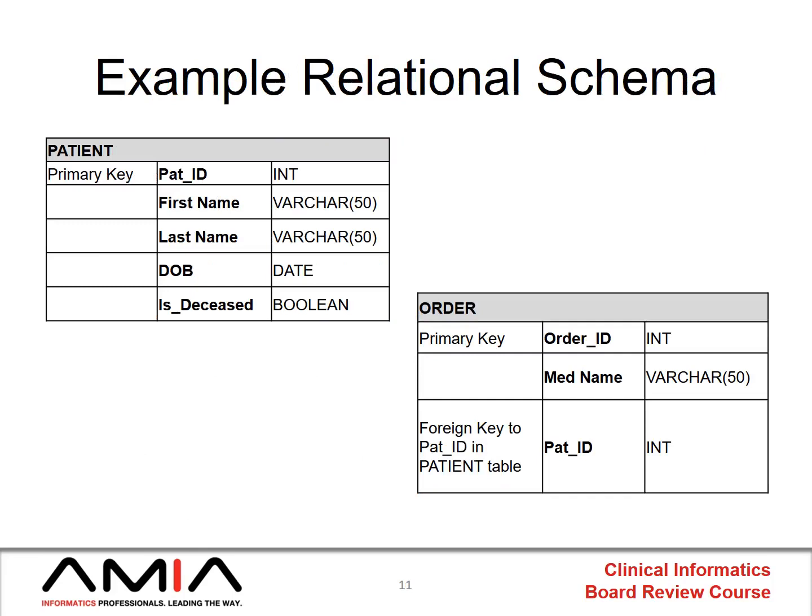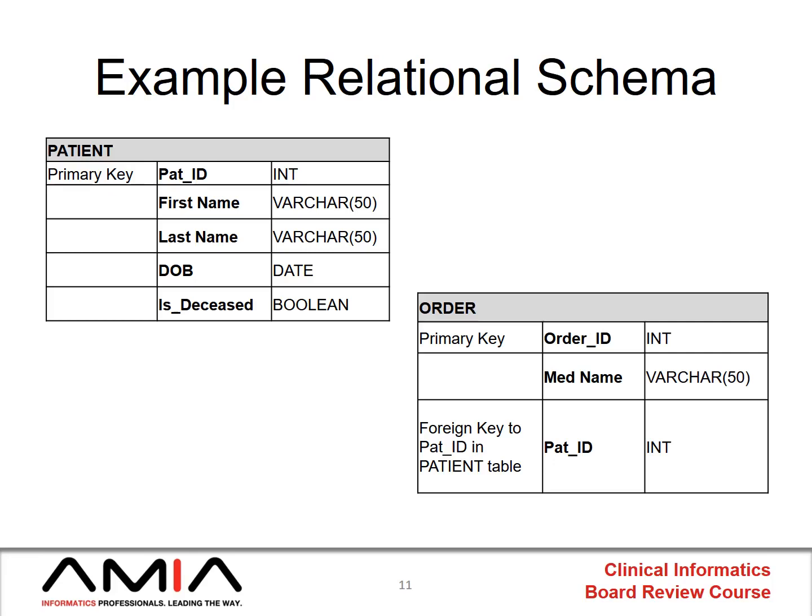So let's look at a sample schema. I've got two tables here, a patient and an order table. And the patient table has 5 attributes: patient ID, first name, last name, date of birth, and is deceased. And the order table has 3 attributes: order ID, med name, and patient ID. And what I specified here is the patient ID must be an integer. The first name and last name must be a character string of variable length up to a maximum of 50 characters. That's what varchar 50 stands for.